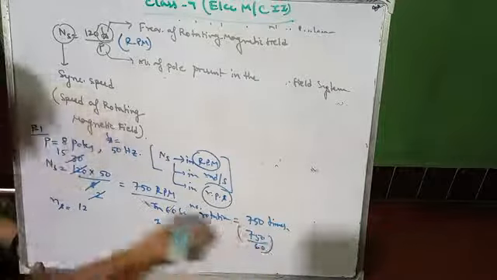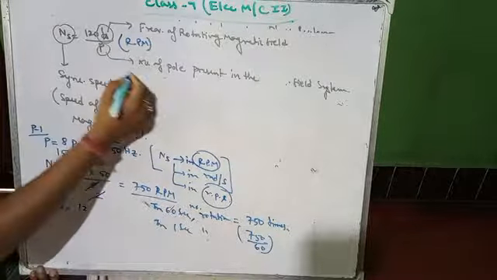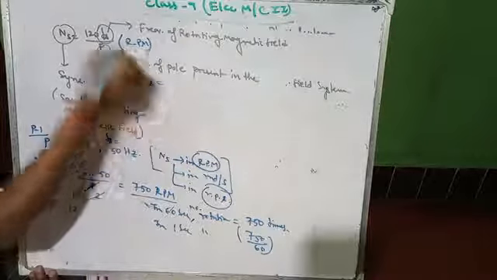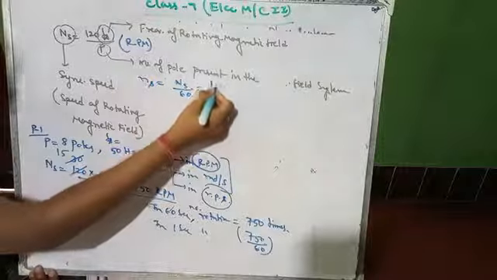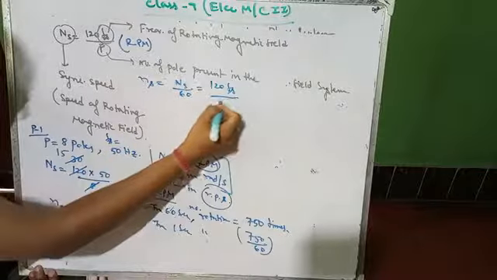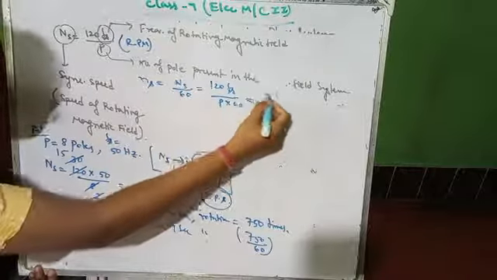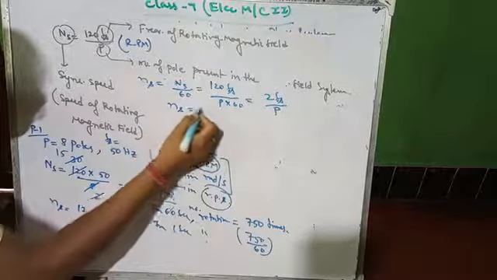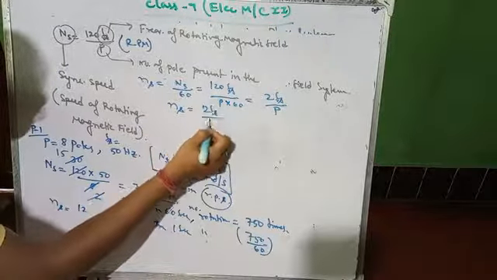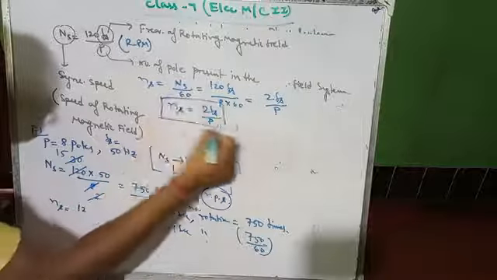So what about the formula? ns can be written as capital Ns by 60, that means 120 fs by p into 60, that means 2 fs by p. So this is another formula: ns, the synchronous speed, equals 2 fs by p.